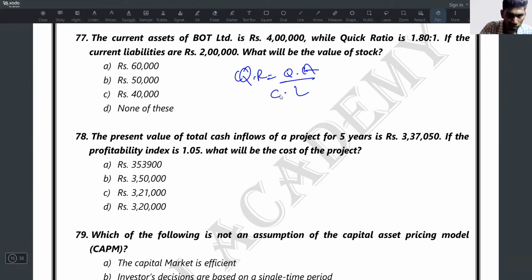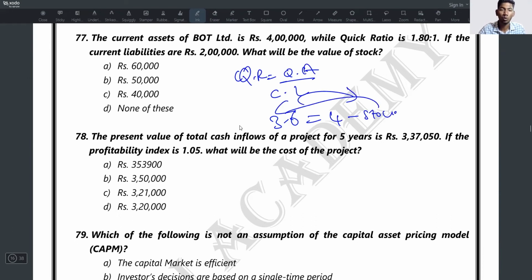So since quick assets is equal to current assets minus stock, already you know that. Quick assets equal to current assets minus stock. So if you substitute the value, quick assets is 3,60,000, that is equal to 4 lakh minus stock. So if we just bring this here and bring that here, then you will get stock is equal to 4 lakh minus 3,60,000. Ultimately, the option C is the right option.